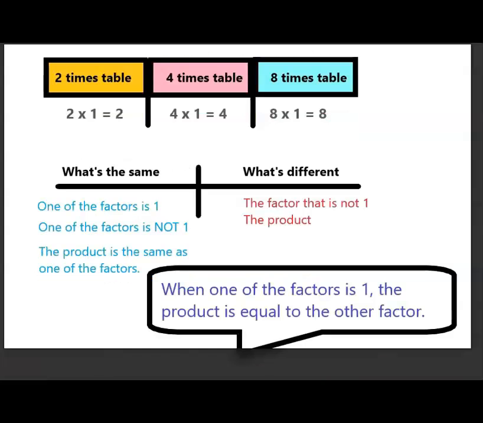From this investigation, we can describe the pattern of multiplying by 1 as when one of the factors is 1, the product is equal to the other factor. And that's true for all cases of multiplying by 1.